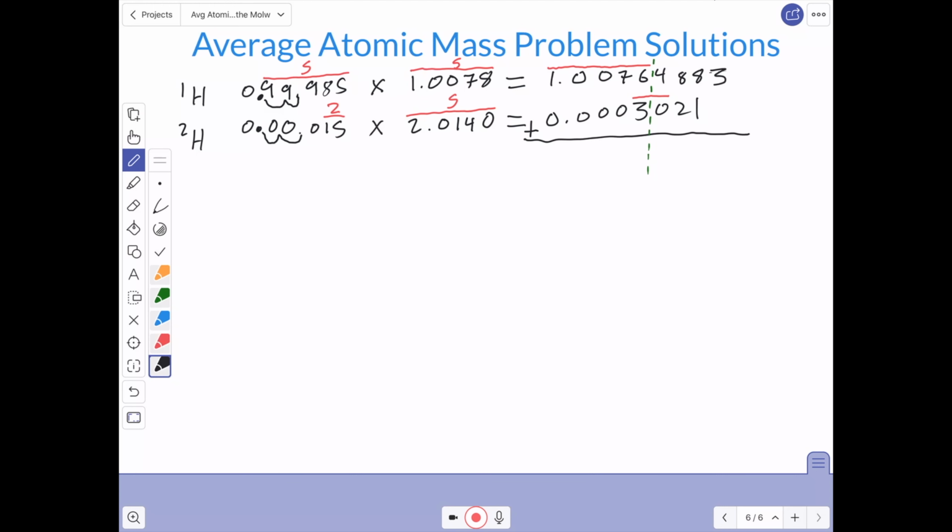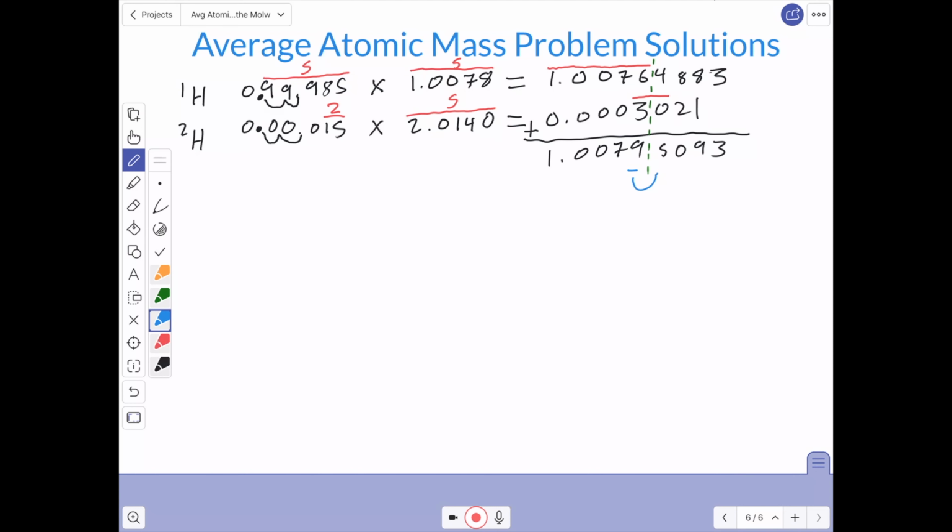So let's do our addition. We can just whip out our 4-function calculator. 1.0076483 plus 0.0003021 gives us 1.0079509 and a 3. Now we know where to round, right at our 9.